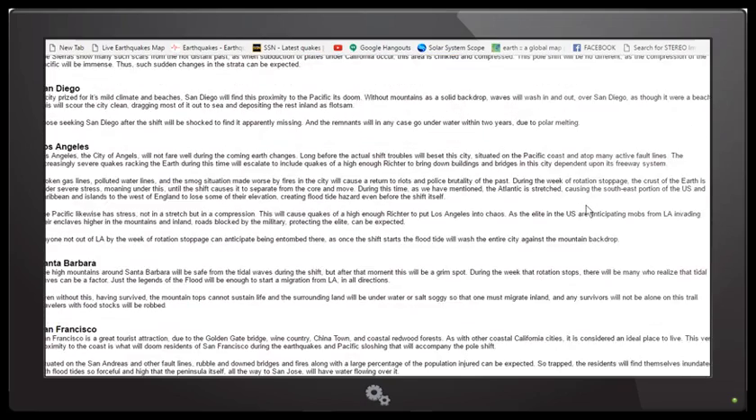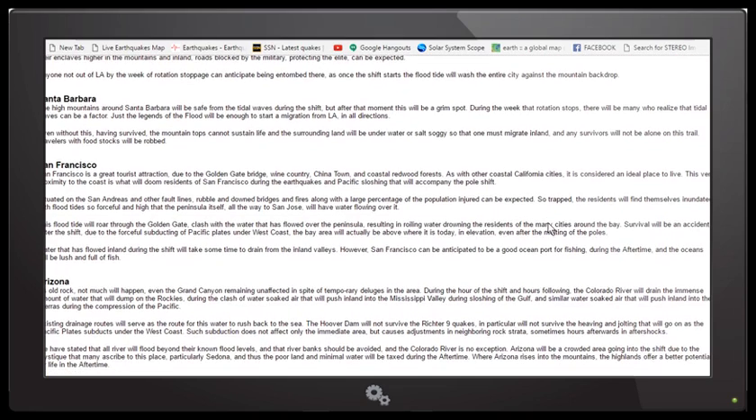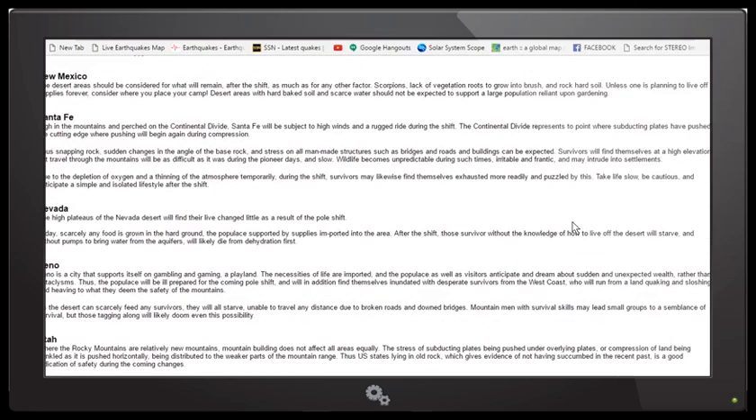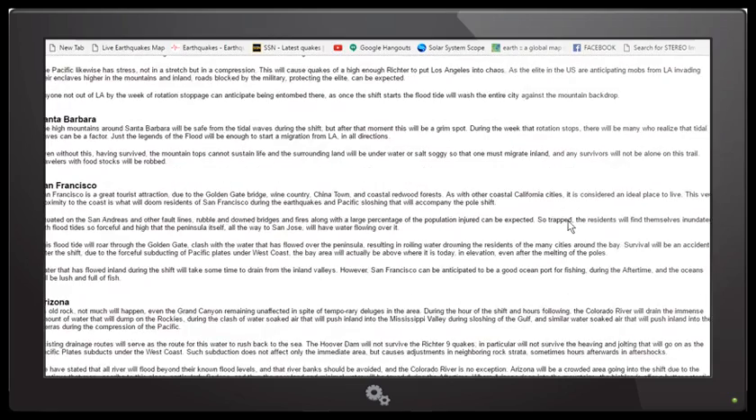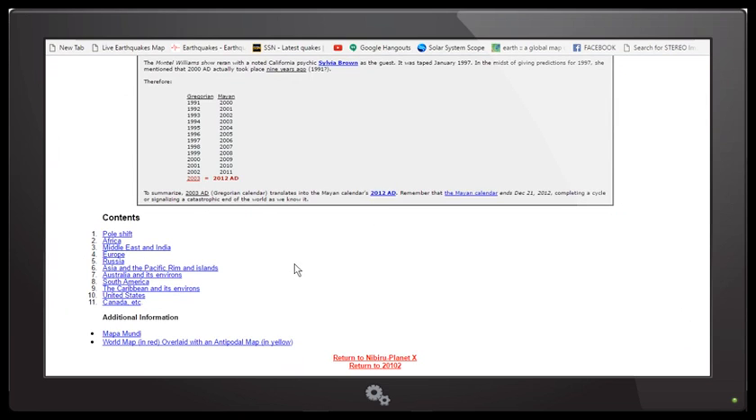And it talks about your geographical location during the inundation of mass flooding. It goes through all 50 states. So if you're looking for this type of information, once again, just click on the link in the description box and go to your geographical location.